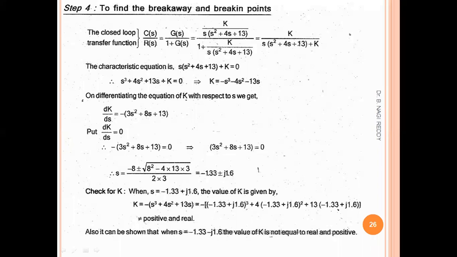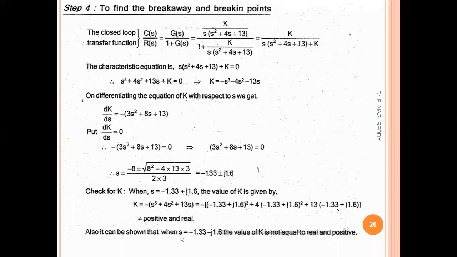So first we have substituted S as minus 1.33 plus j1.6, and we have got that the K value is not positive and real. In a similar way, now you can substitute S as minus 1.33 minus j1.6 and check for the K value, and you will get the same: the K value is not real and positive. So for both the S values, K is not real and positive. That means there is no chance of breakaway and break-in points in the root locus.